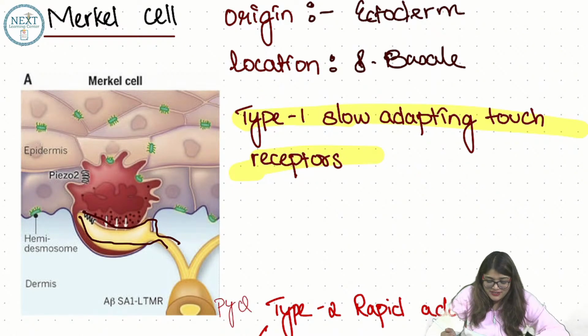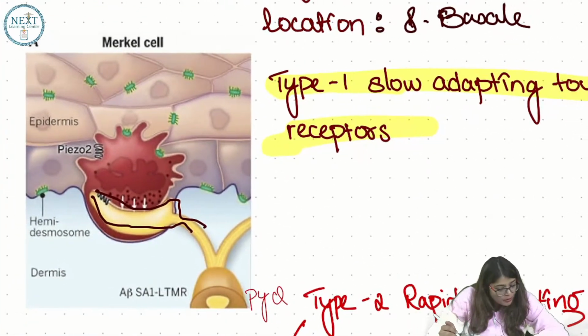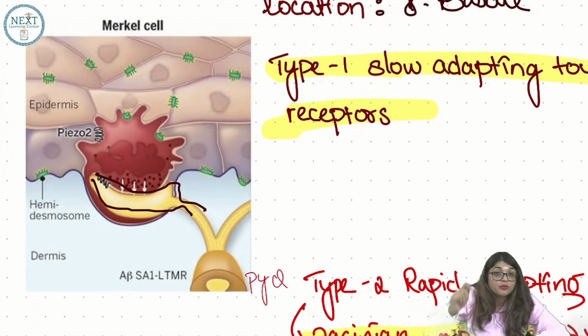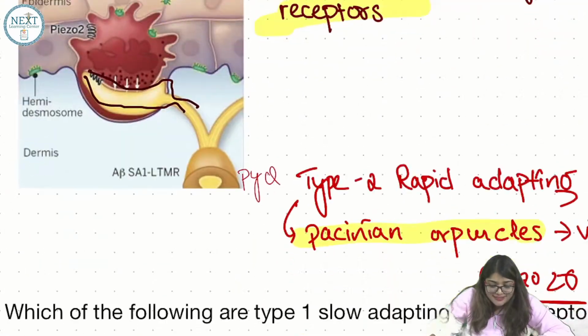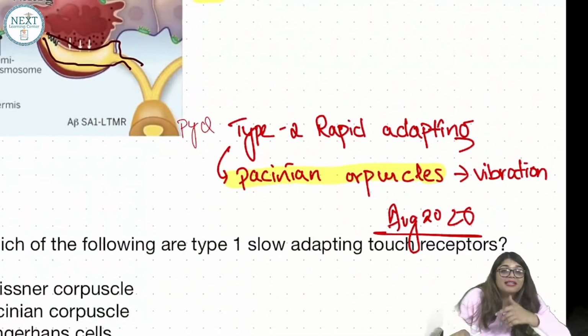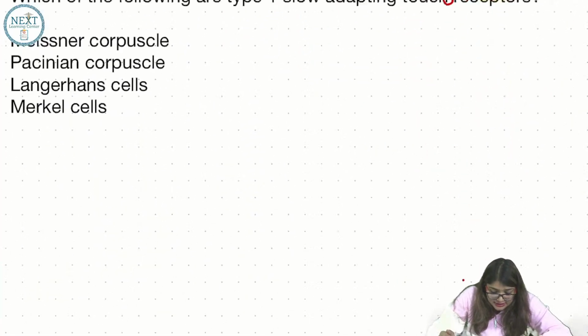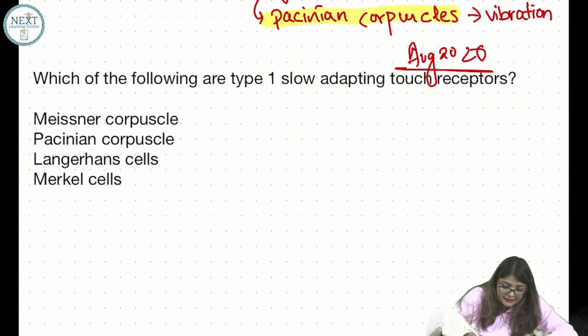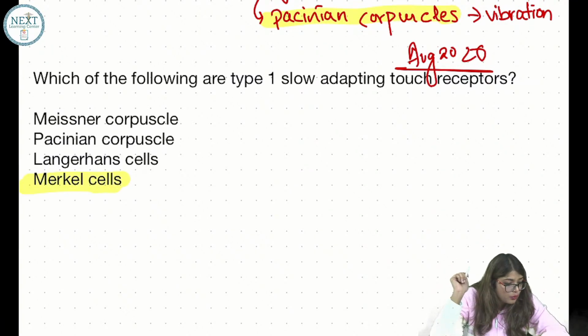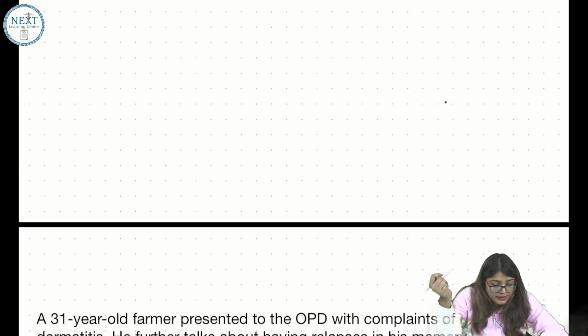Yeah, thank you, Ashish sir. Thank you so much. This is your Merkel cell. Again, we saw it was a type 1 slow adapting touch receptor. And this had come in my exam, Pacinian corpuscle. Okay. So even Ashish sir teaches in physio, right? So this is seen in Merkel cell. Which one? Type 1 slow adapting. Yeah, I will send the PDF after the session.